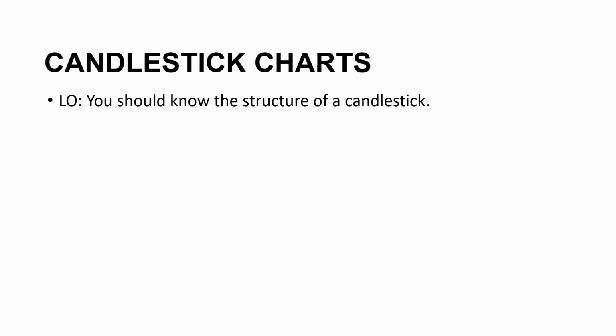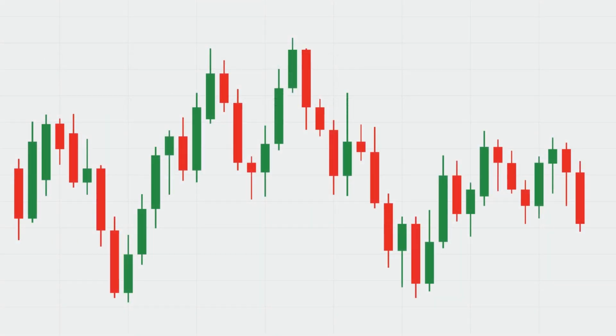In this lesson, Candlestick Charts, the learning objective is you should know the structure of a candlestick. The candlestick chart is a variation of the bar chart. Compared to a traditional bar chart, many traders consider candlestick charts more visually appealing and easier to interpret. Each candlestick provides a simple, visually appealing picture of price action.